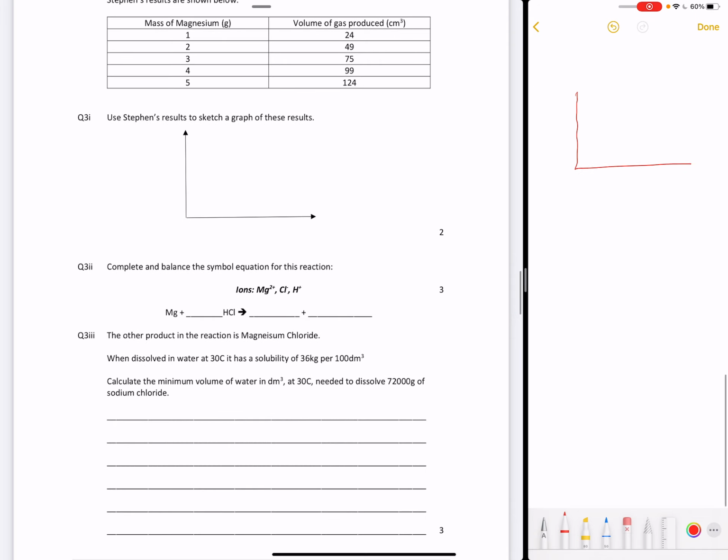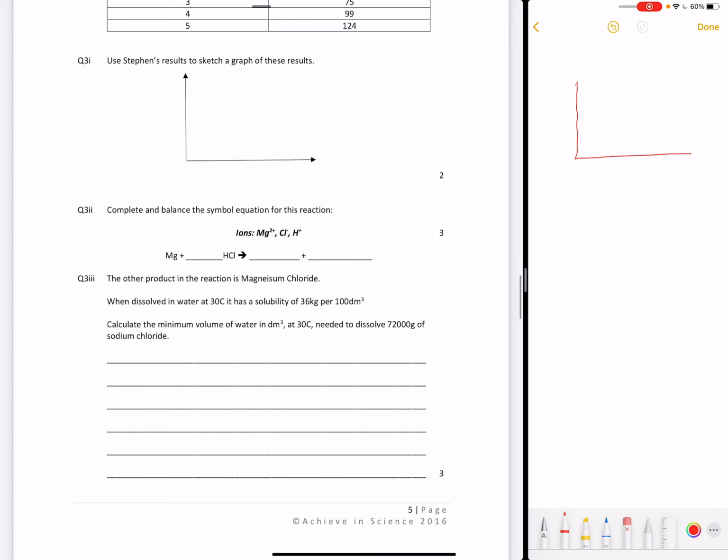And to balance this equation, complete the balanced symbol equation for this reaction. Pause the video here and have a go at this. Okay, so what you have got, you've got magnesium reacting with 2 moles of hydrochloric acid to produce hydrogen gas and magnesium chloride.